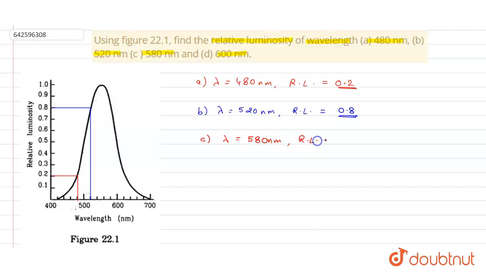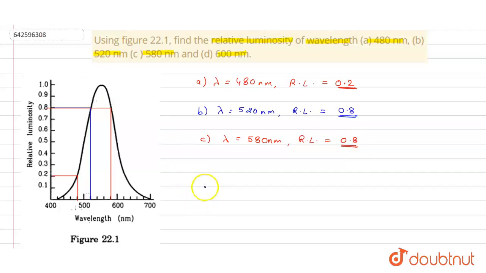Now for C part, the wavelength is given as 580 nanometers. We need to find the relative luminosity. So for 580 nanometers, this is 520, 540, 560, 580. So this is 580. So when we draw it for 580, the relative luminosity is coinciding with 0.8. So we can say the value is 0.8 for 580 nanometers.